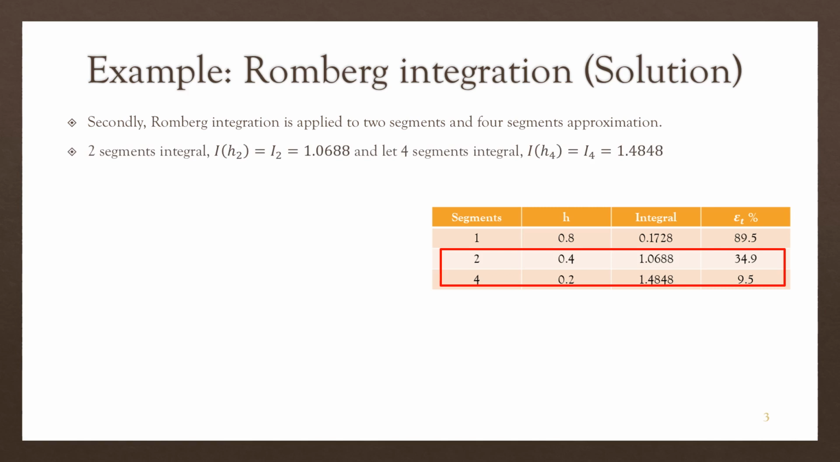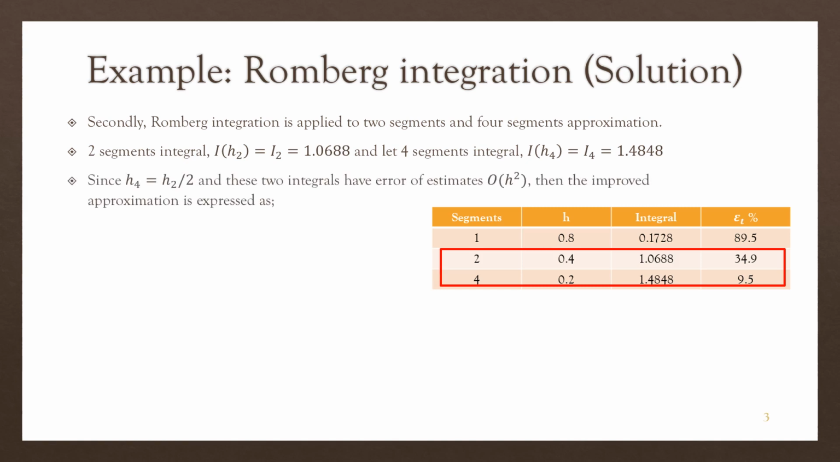So the two segments integral, we put it as I2. The integral is 1.0688 as given. And the four segments, we write it as I4, where the subscript refers to the number of segments, which is I4 equal to 1.4848. So since the size of the segment is half of the other one, we can apply the special Romberg integration equation, which is this one.